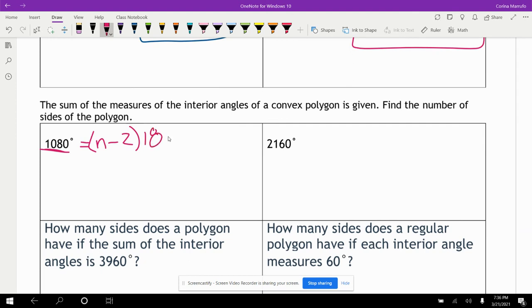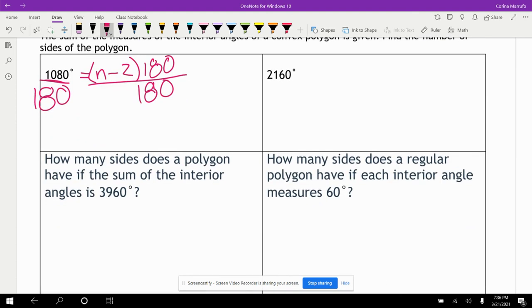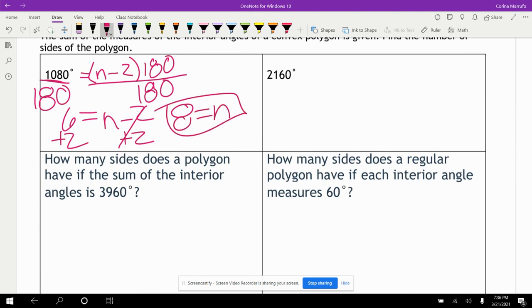Okay. So to solve for n, we're going to go ahead and divide both sides by the 180 first. So 1080 divided by 180 gives me 6. So 6 equals n minus 2. And then to solve for n, I'm going to add the 2 to both sides, and this cancels, and we end up getting 8 equals n. Okay, so that means this is an 8-sided figure, which is an octagon.